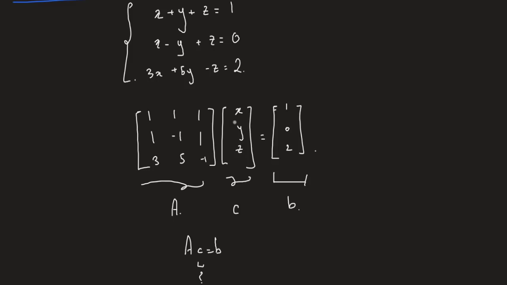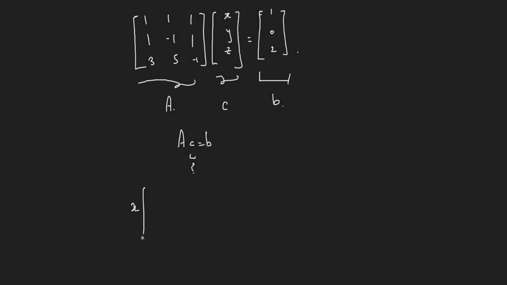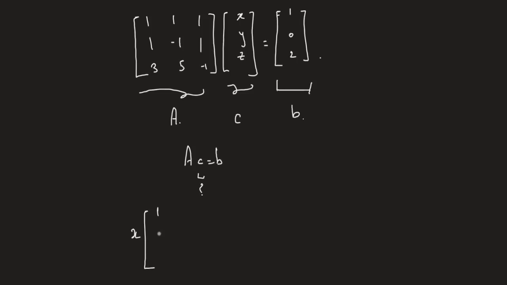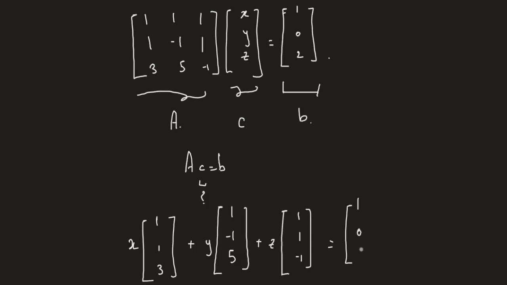You can also recognize that this system could be represented as x multiplied by the first column of A, 1, 1, 3, plus y multiplied by the second column of A, 1, minus 1, 5, plus z multiplied by the last column of A, which is 1, 1, minus 1, right? This is all equal to the right-hand side, which is 1, 0, 2.